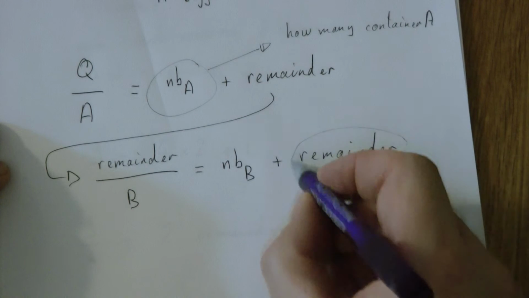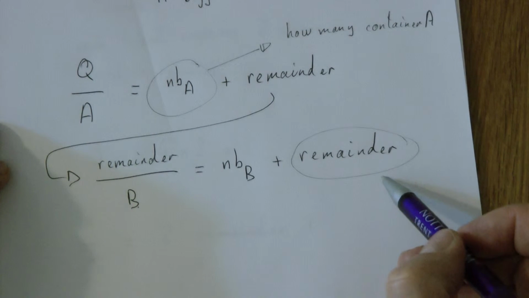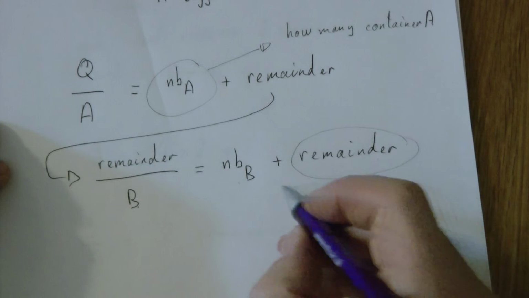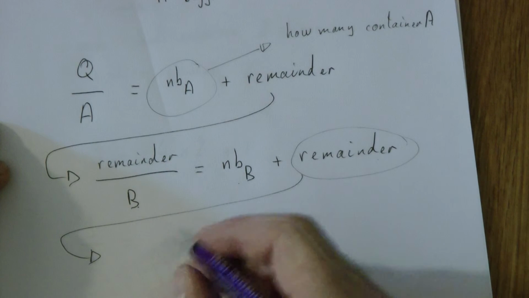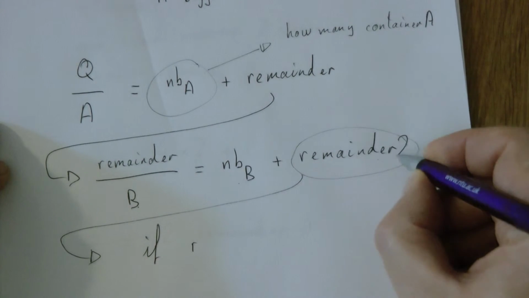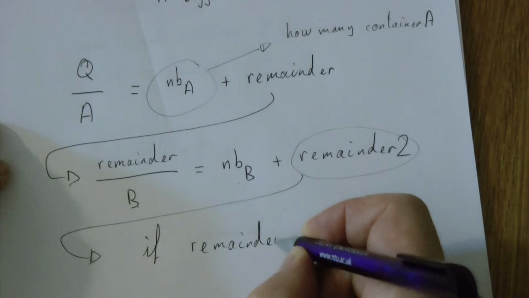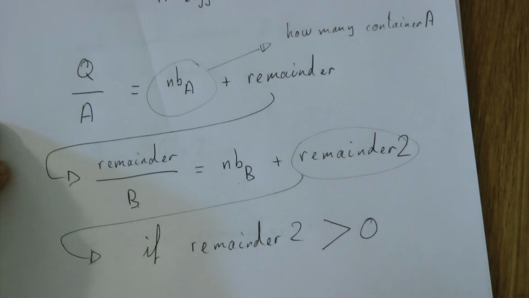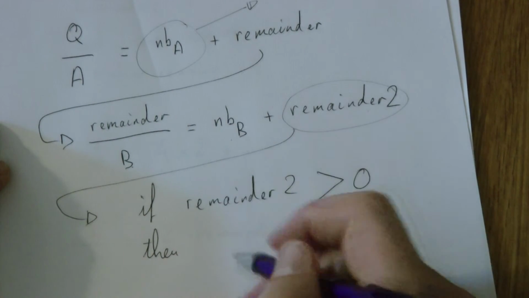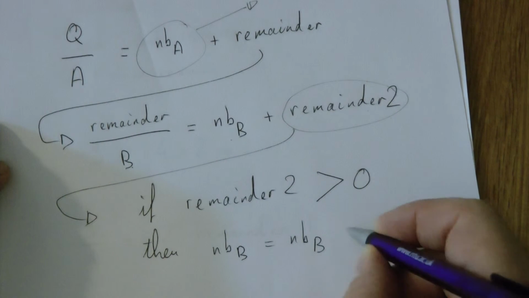Now this remainder over here, if B is our smallest container, then what can we do with it? We need to check if there is a remainder, and if there is a remainder, we're going to round up number B. So you can pick this number up and then you run a test on it. If remainder, let's call this one remainder 2, so we don't confuse it with the other one, remainder 2 is more than 0, then you add 1 to number B, so number B equals number B plus 1.